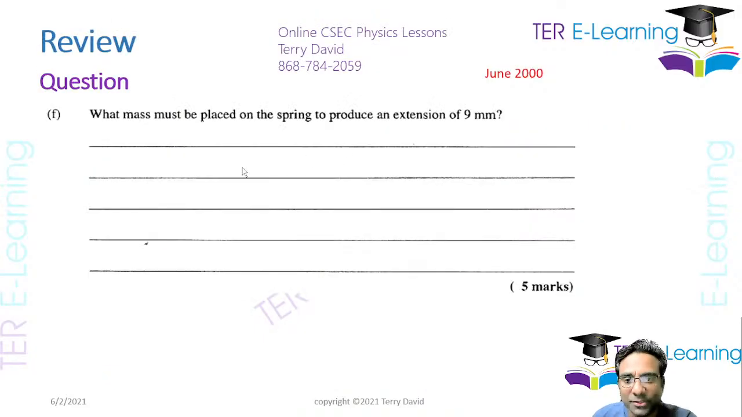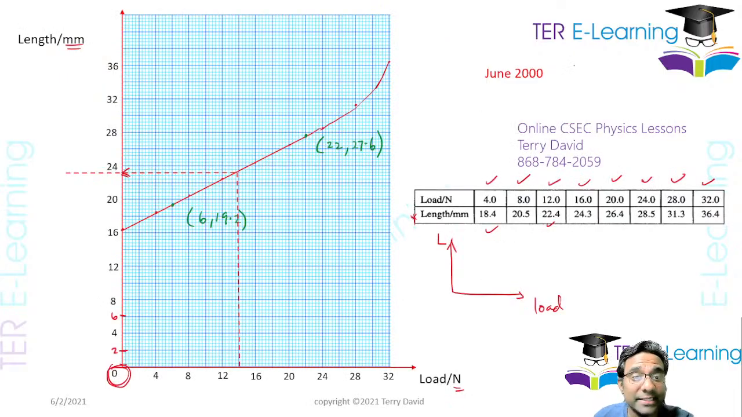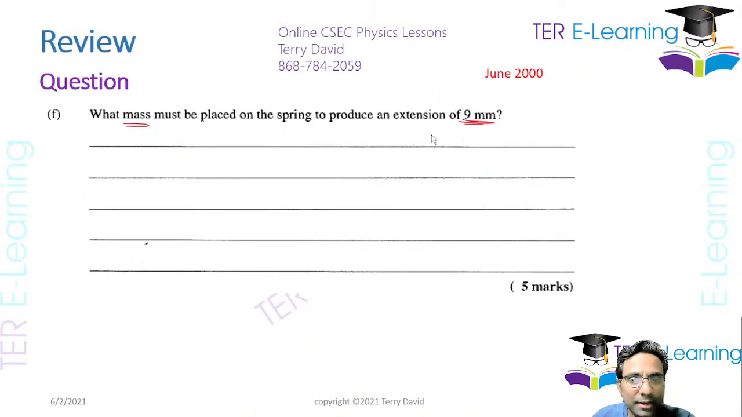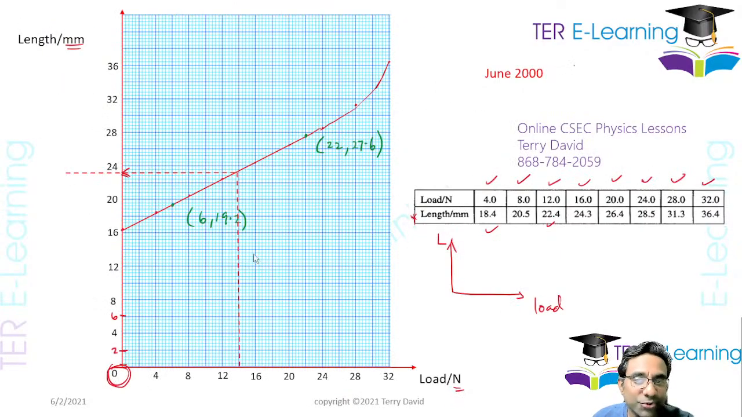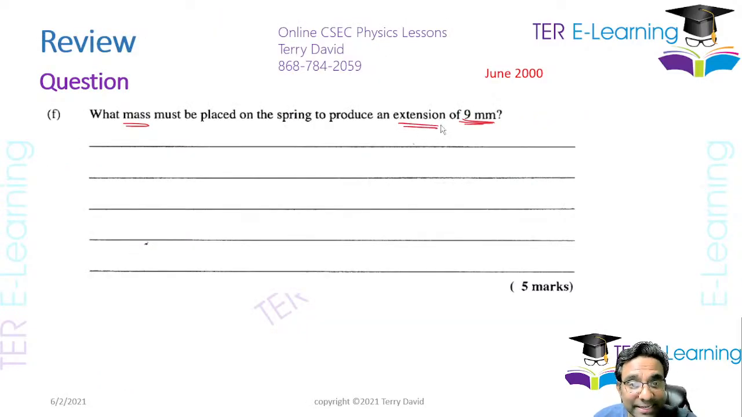Now then, even more stuff. What mass must be placed on the spring to produce an extension of 9 millimeters? So this graph only gives me the full length of the spring, right? It gives me the length of the spring as well as the extension in one value. So you want to produce an extension of 9 millimeters. I can't go to the graph and just read off 9 millimeters. Because they said extension, we need to find the total length, because that's what the graph is giving me. So be careful with questions like these.